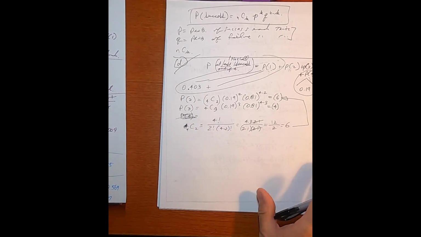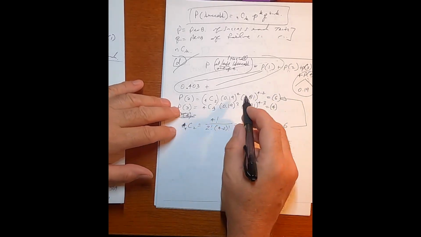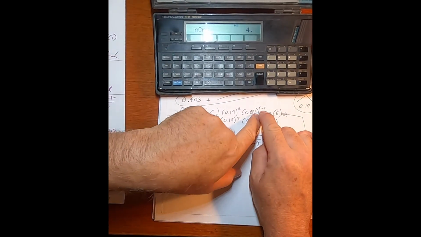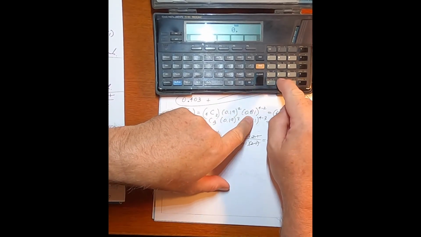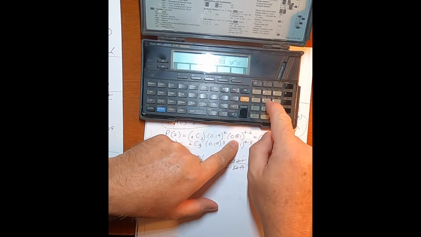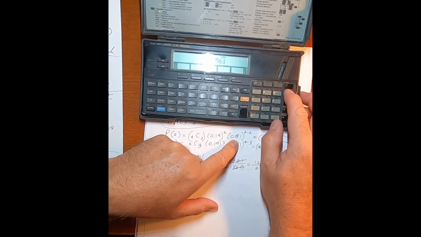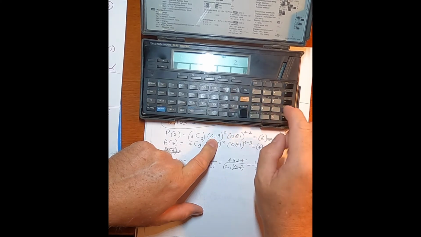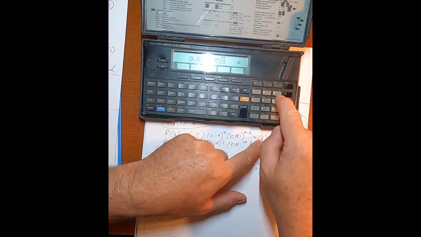All right, now let's continue on and get these numbers. I'm going to put in the string here. So 4 minus 2 is 2, and 0.81 to the second power times 0.19 raised to the second power times 6.